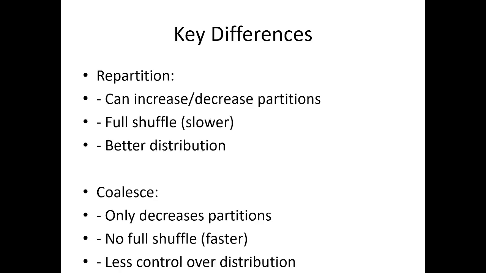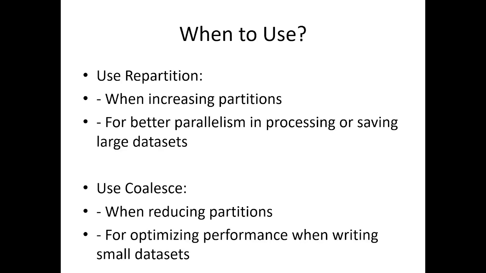So what are the main key differences between repartition and coalesce? The first one is repartition. We can increase or decrease the partitions, and it does a full shuffle, so that operation is slower. It gives better distribution, because you are increasing the number of partitions, so the distribution will definitely be higher. Coming to coalesce, we can only decrease the number of partitions. There is no full shuffle, and it is much faster because we are decreasing the number of partitions. It gives less control over distribution, because we are reducing the number of partitions, so the distribution is much lower.